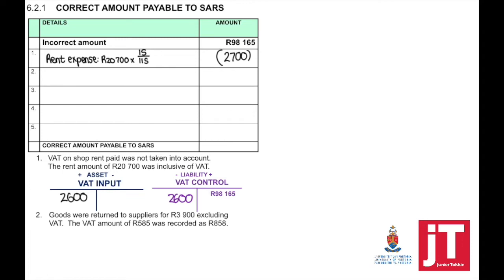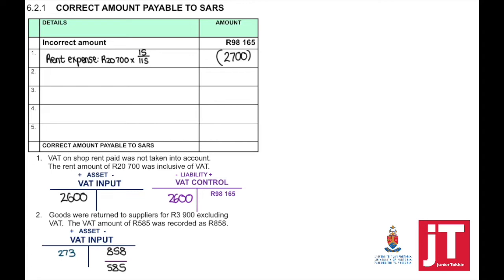So what is happening here? The VAT was recorded. Goods returned to our suppliers means that we would have credited VAT input, but now we've credited with the wrong amount. We've credited with 858 and it should have been 585. So we have overstated the credit side with 273.